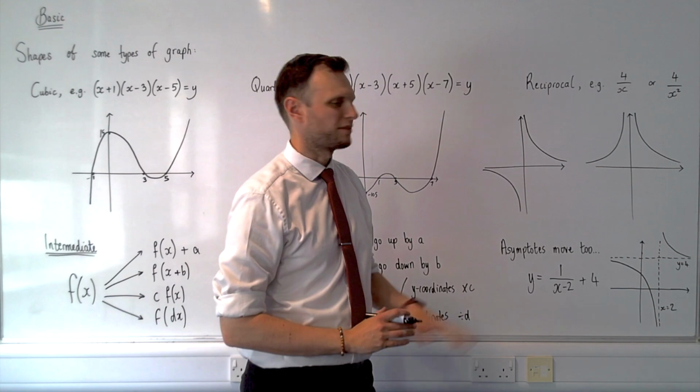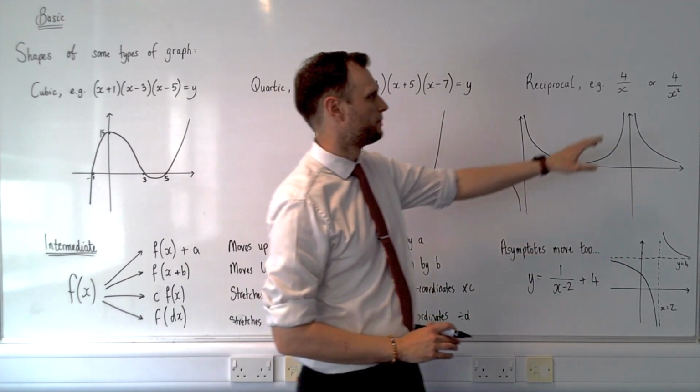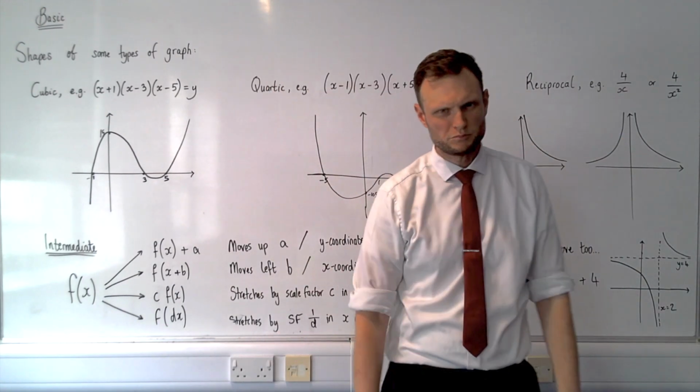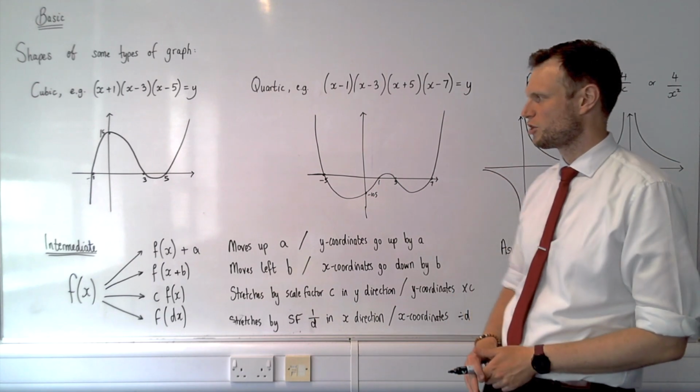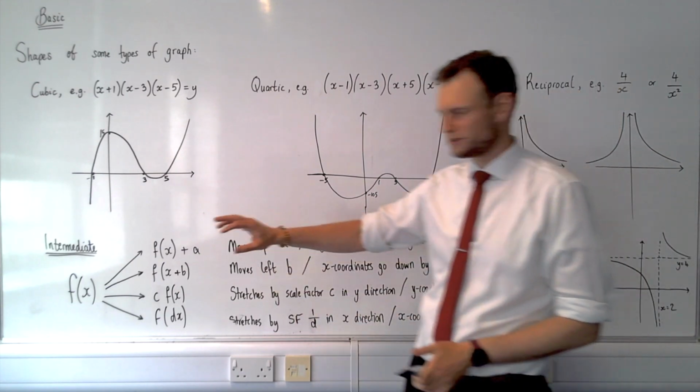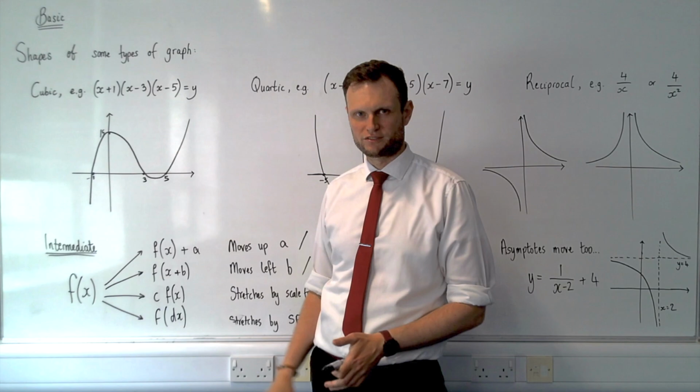Okay, that's basically it for reciprocals. They all look like that. And they don't cross the axes, so you don't have to worry about that. Moving on to the intermediate stuff, we have all the different transformations.